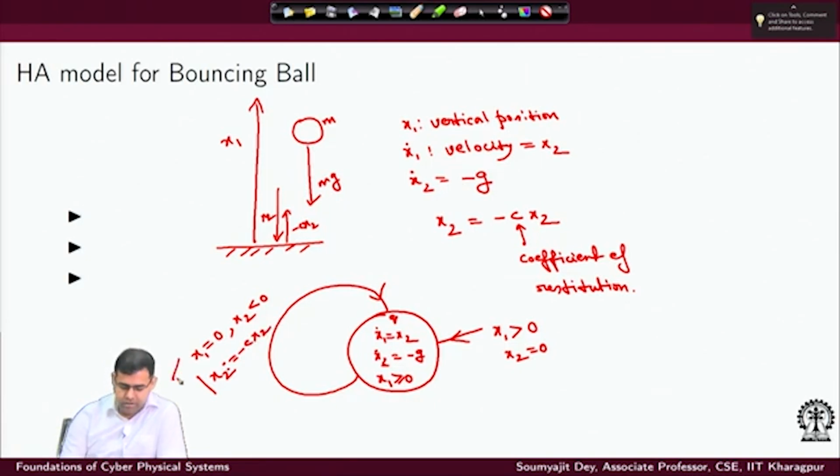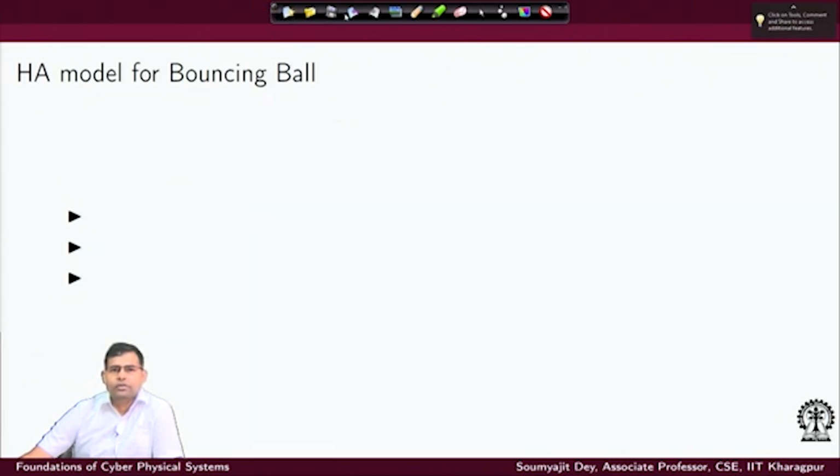So, this is the guard and this is the reset, this is the discrete switch, this is a single continuous dynamical state, because whether you go up or down does not matter, you are always under the same G. So, x2 dot is minus G, x1 dot is x2, that is your single continuous dynamical state. So, this is like a hybrid automata which succinctly represents a bouncing ball. I hope this was a useful example. Now, let us move forward.